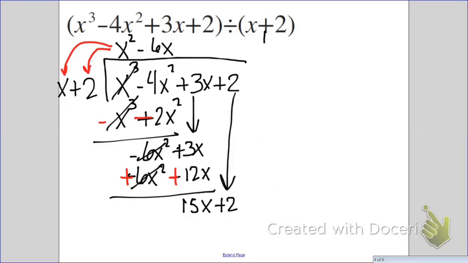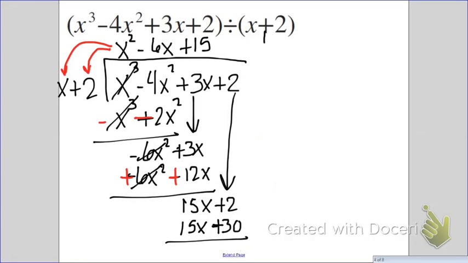Okay, how are we going to make this x turn into that 15? Well, by multiplying by 15. So we need to plus 15. 15 times x is 15x, and 15 times 2 is 30.